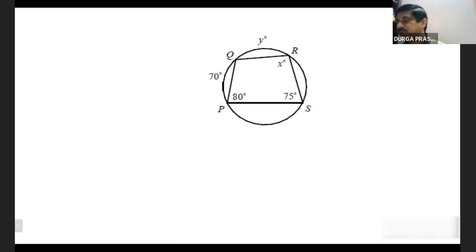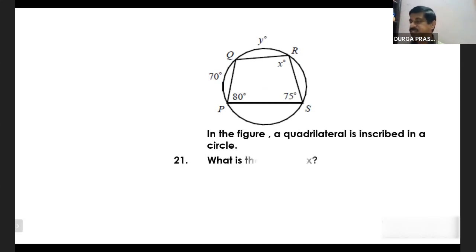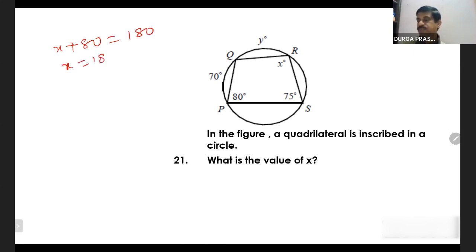Yeah. Look at this. What is that he's asking? Let us look at it. What is the value of X? So this is a cyclic quadrilateral. In a cyclic quadrilateral, the sum of opposite vertex angles is 180. So X equal to 180 minus 80, that is 100. So we got the value of X. The sum of opposite angles in a cyclic quadrilateral is 180. So X plus 80 is 180, so X equal to 100.